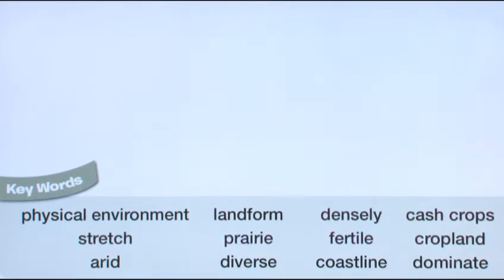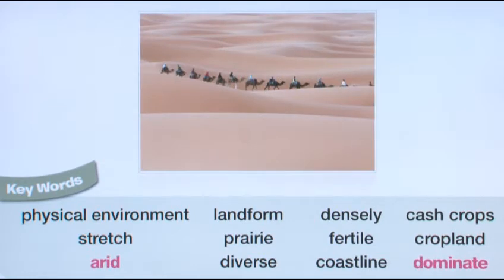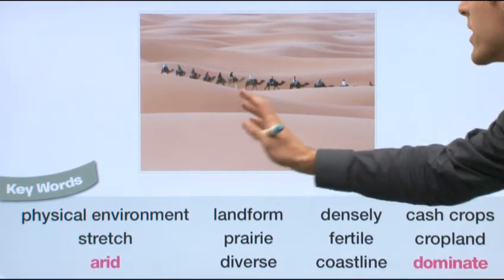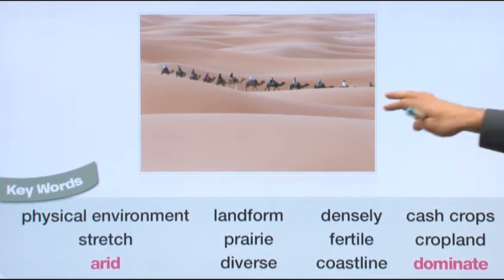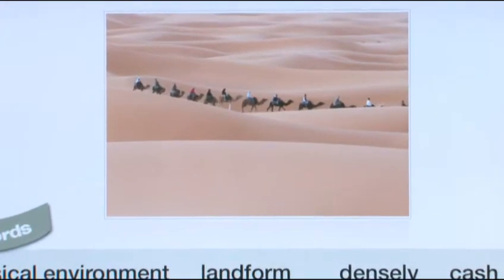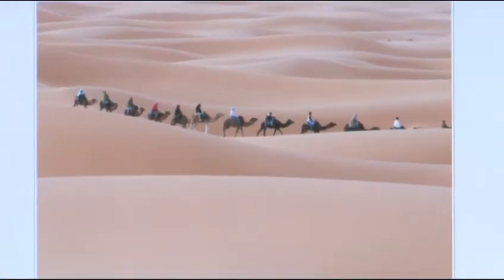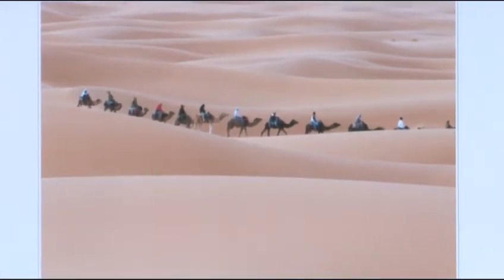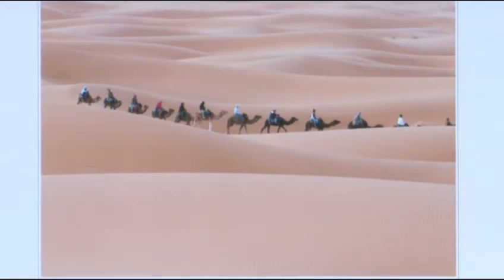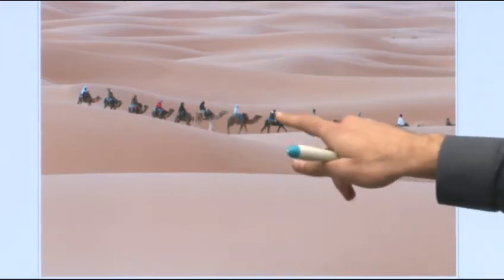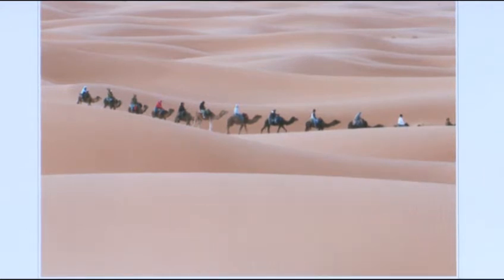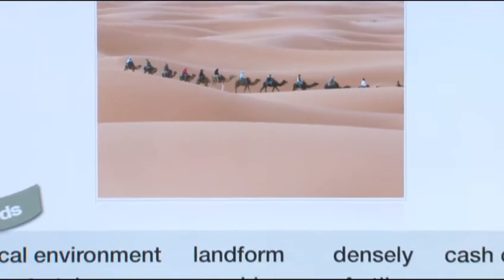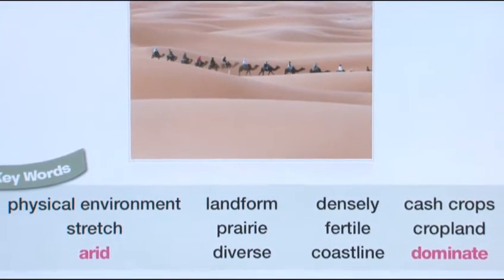Now, our next landform is a desert like this one, with lots of wavy sand dunes, and many camels going over it. Now, this kind of physical environment has a very arid, very dry climate with very little water for people to drink. It is dominated by sand. All we see here, besides the people with their camels, is sand. Sand is the main feature. It is the single most unique feature of this landform.